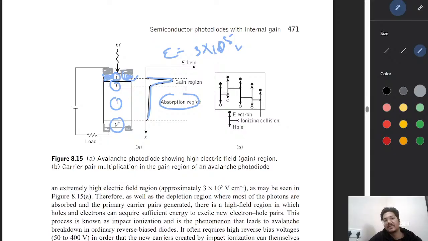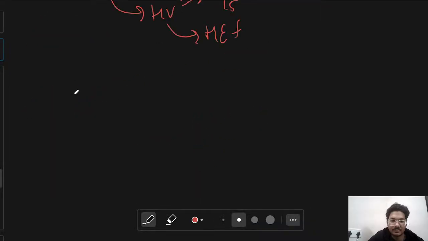The materials used for the avalanche photodiode are silicon APDs, germanium APDs, and indium gallium arsenide.